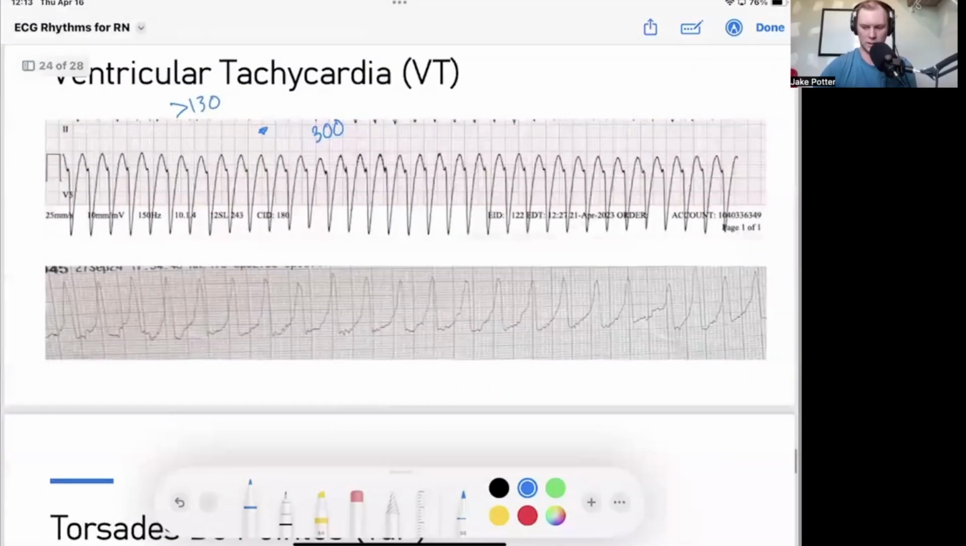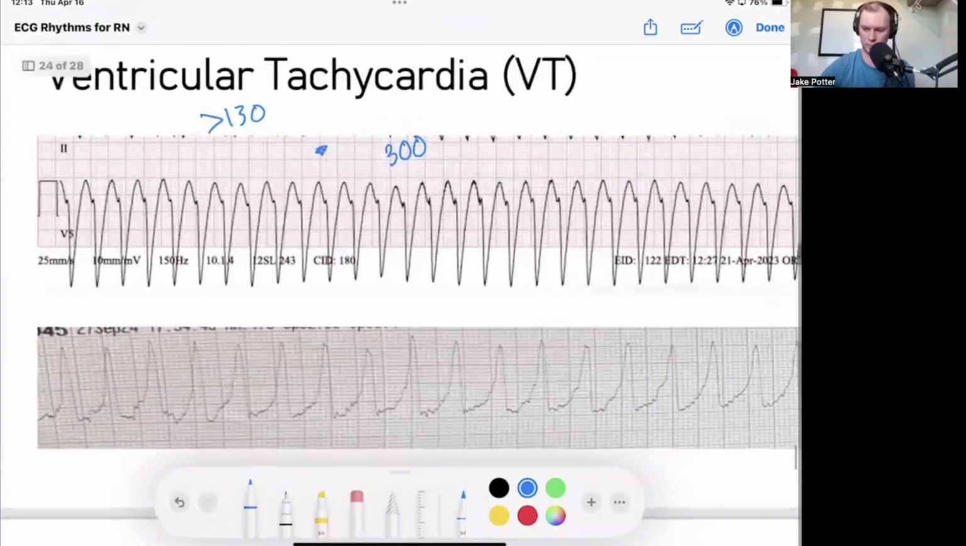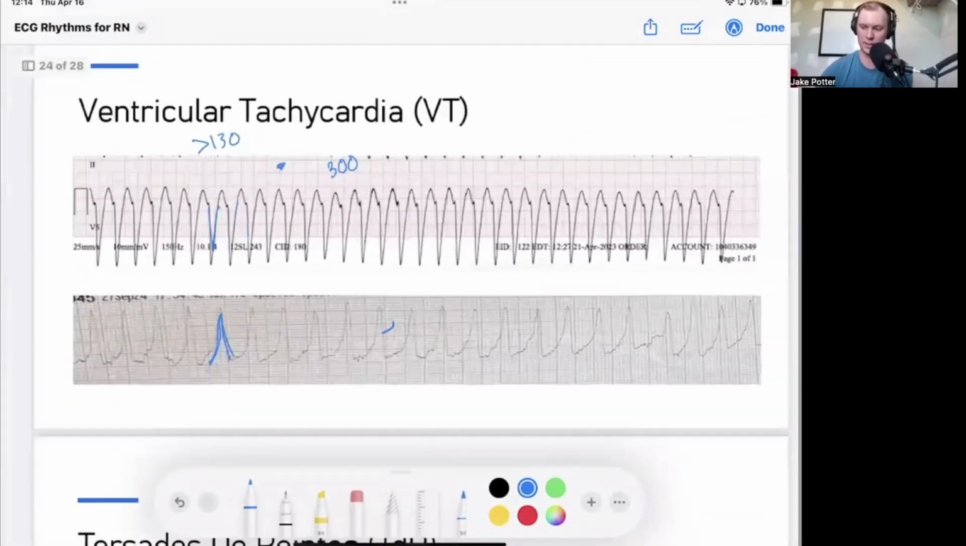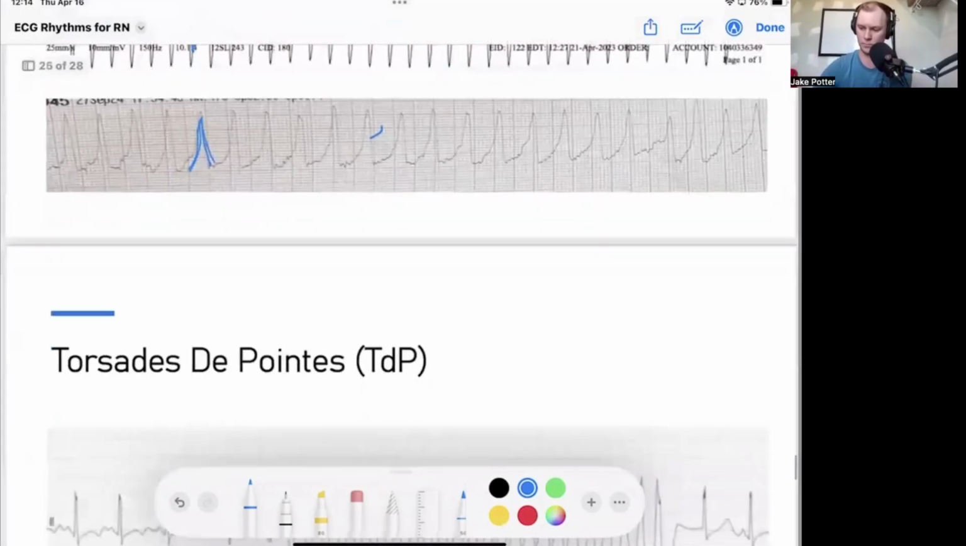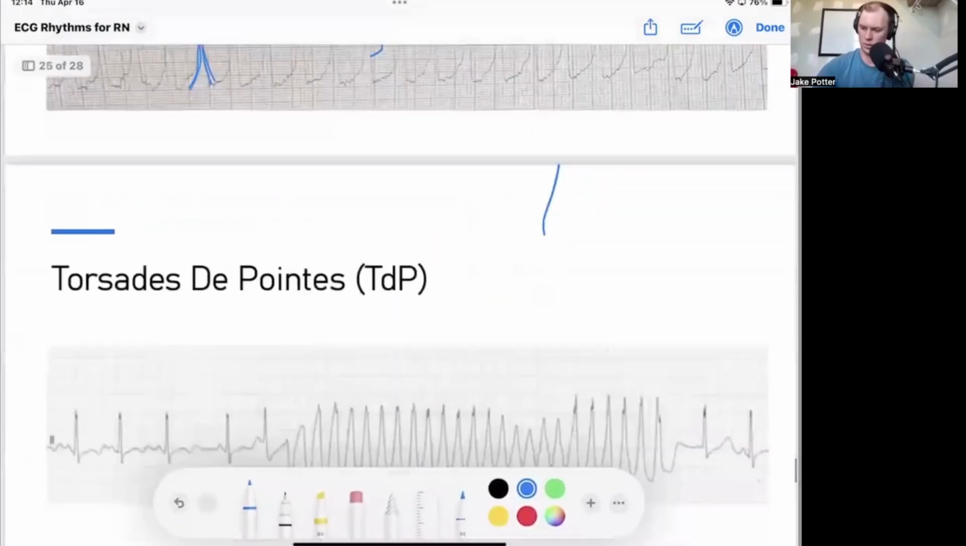You can have different morphologies of the QRS, basically how they're formed. So these are inverted, downright. These are upright. So either way, wide, really fast. It's VTAC until proven otherwise, and it needs to be treated as such. Because again, these are not sustainable rhythms. These patients will die if they're not taken care of.